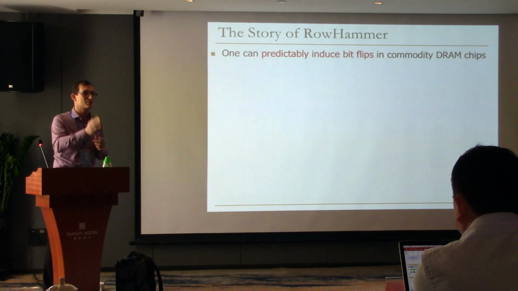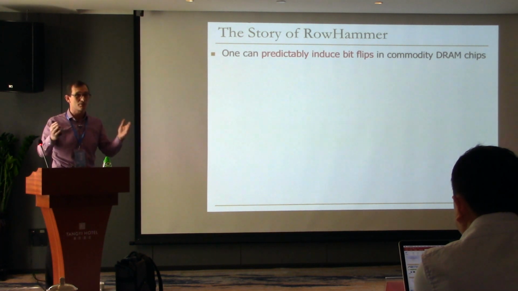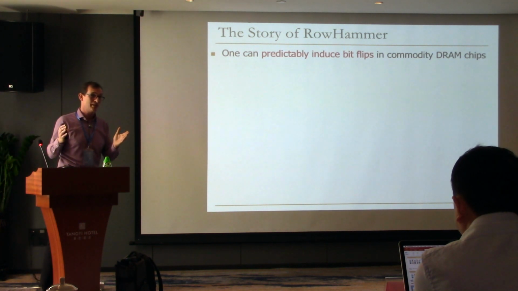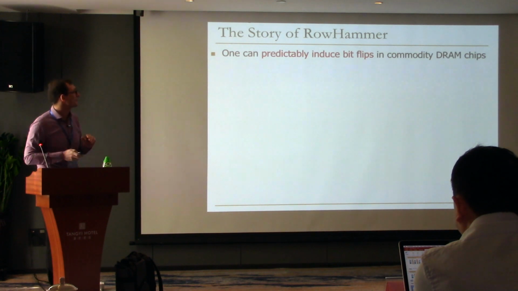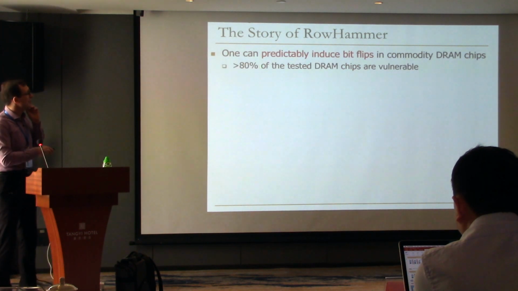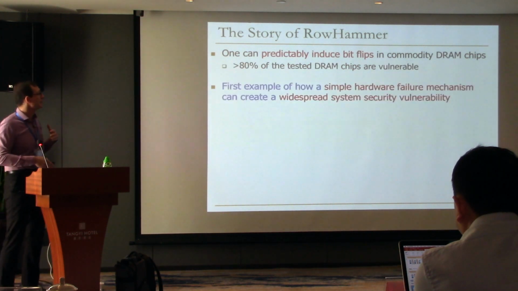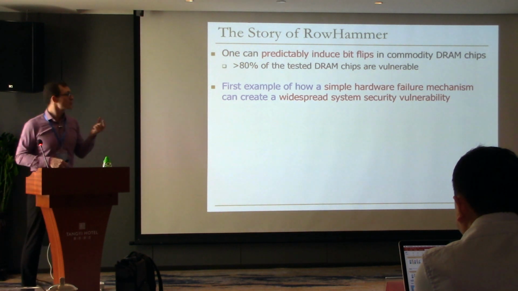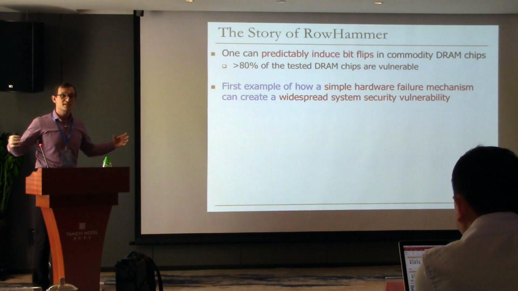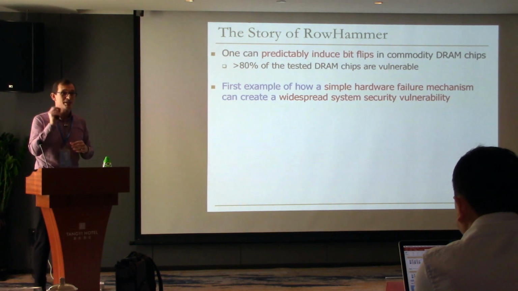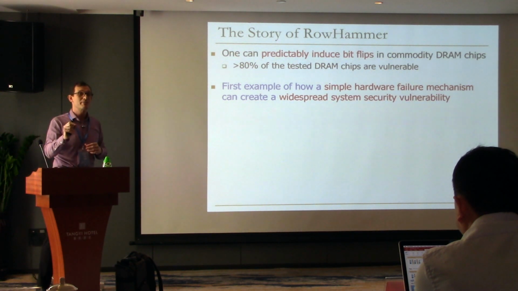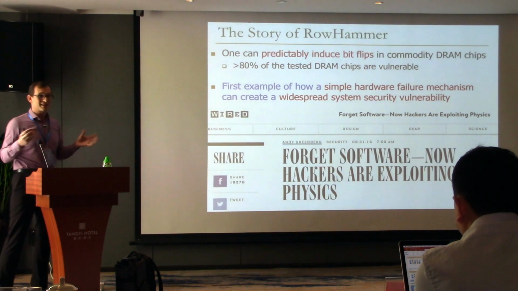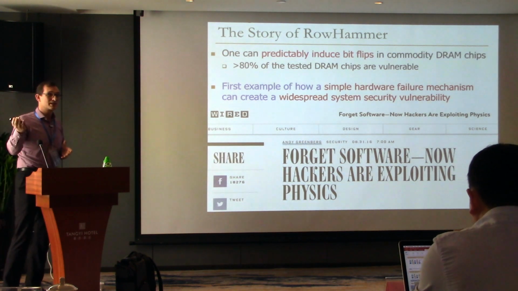Because whenever you access one row, you're really affecting adjacent, physically adjacent rows, because there's not enough electrical isolation between the rows. And this is just one example of the scaling problem. We found out that more than 80% of the tested DRAM chips are vulnerable. And this is really the first example of a simple hardware failure mechanism, circuit level, that can create a widespread system security vulnerability. Because you can cause a bit flip in a predictable manner in some bits, somebody can take over your system. So it really threatens the basics of what we build computers on top of.